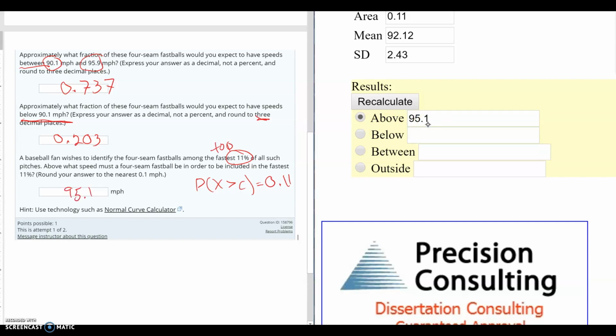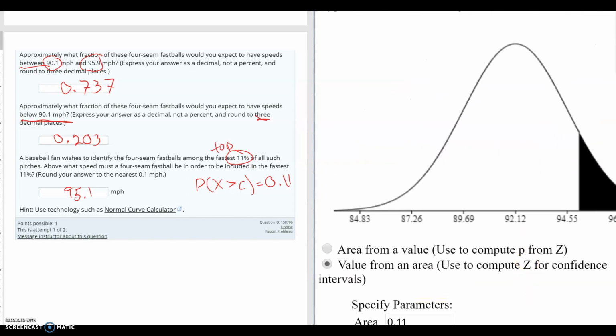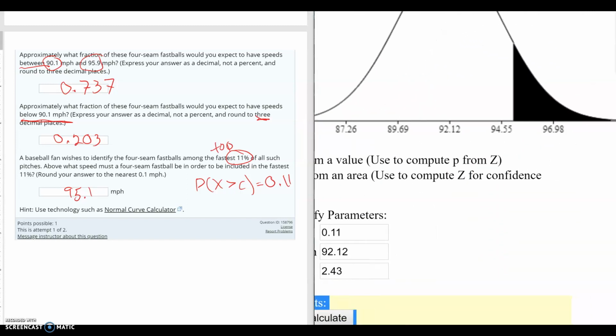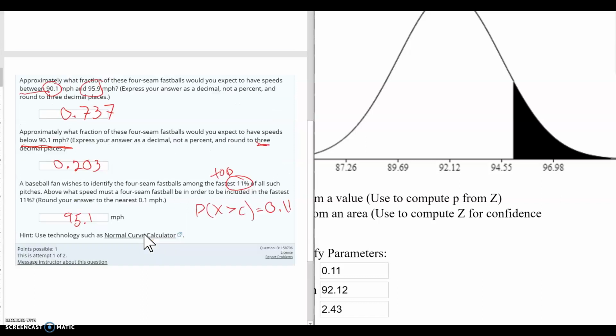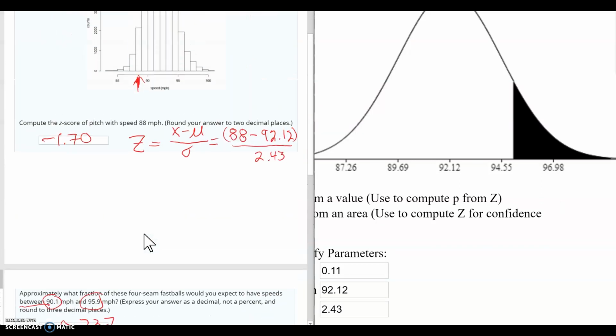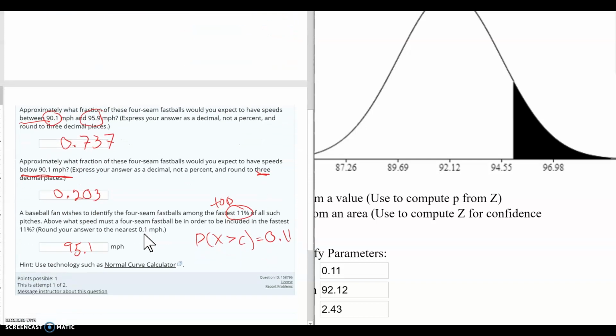All right, let's look at the picture up here. All the fastballs in this region right here represent the top 11%. So that's 95.1. Sorry, this is a long question, but it asks basically every component that you need to know for this unit. All right, we're done with this one.